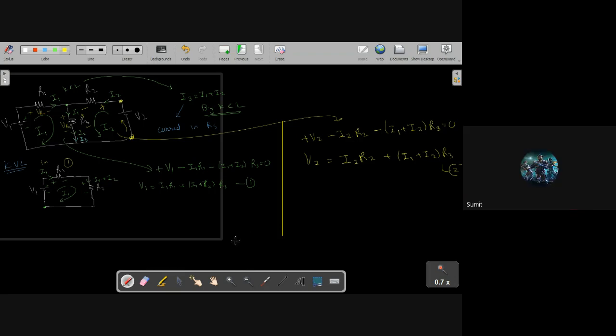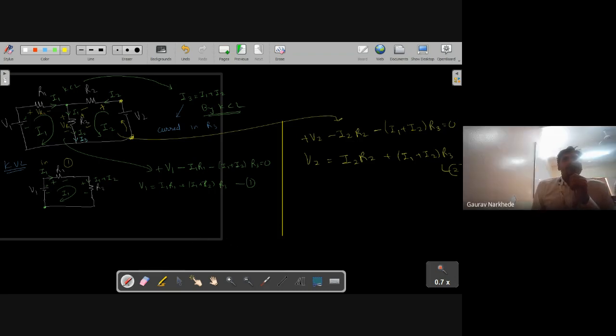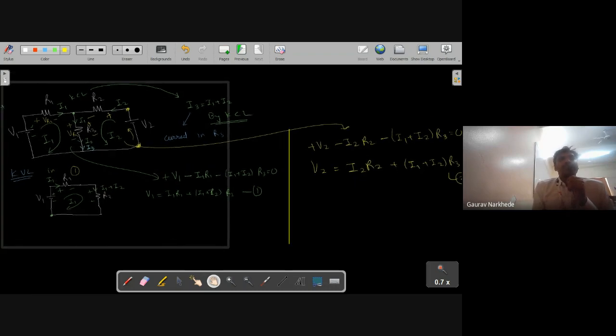Okay. Now let us say that we will solve a problem on this. What we need to do is find the voltage across R1, voltage across R2, voltage across R3, current I1, and current I2. You have to find all of this. What is given? I will write it in red color.